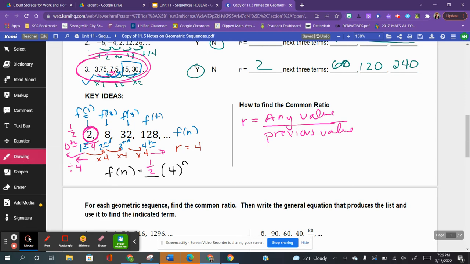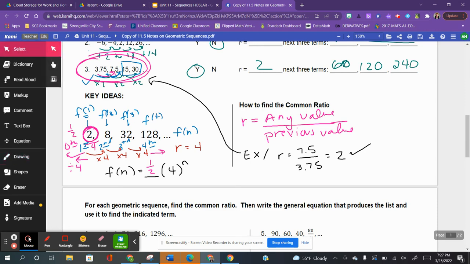So for example, if I wanted to find the common ratio of this problem number 3, I could take 7.5, so r equals 7.5, divide it by the previous value, which was 3.75. And if I type that in my calculator, I get 2. And that ended up being my common ratio and was a little easier to see once I got to the 15 and the 30. Okay, so when we give you geometric sequences, we are always going to give you consecutive numbers, meaning at least 2 numbers in the list that are right next to each other, so that we can use this model to find the common ratio.